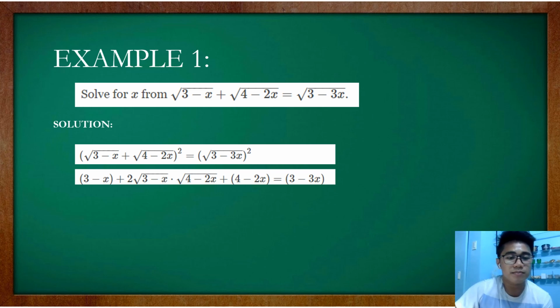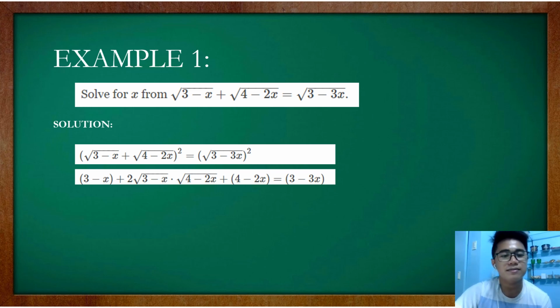So, yan po. Kung hindi pa po kayo marunong sa FOIL method, gagawin ko po yun ng tutorial and I hope sooner makagawa na po ako nun para ma-review nyo at saka panoorin nyo po ito ulit para mas maintindihan nyo, okay? So, yan po yung ginawang FOIL method po yung process ng pag-solve nito. Kaya, mayroon po tayong 3 minus x plus 2 square root of 3 minus x multiplied with 4 minus 2x plus 4 minus 2x.